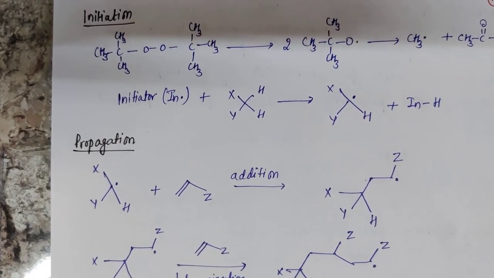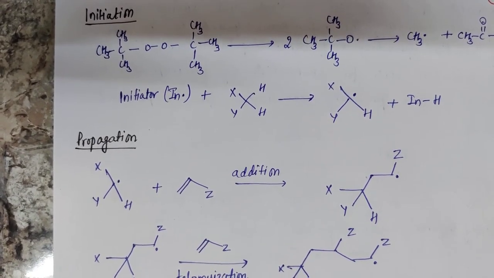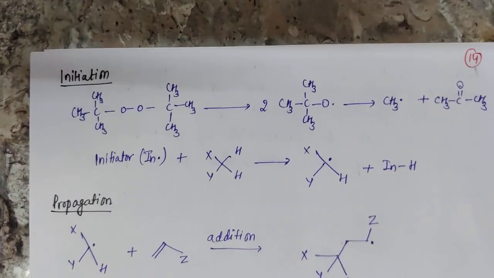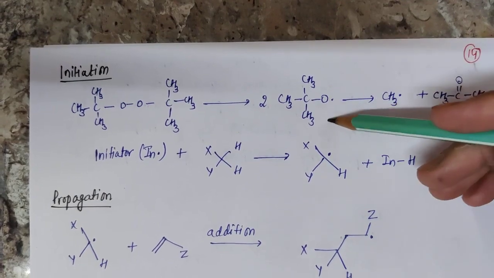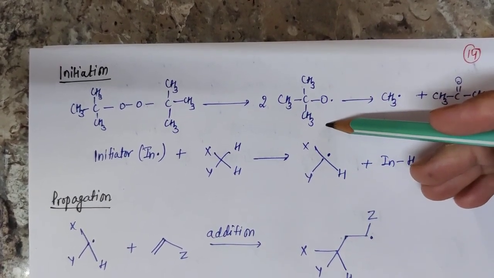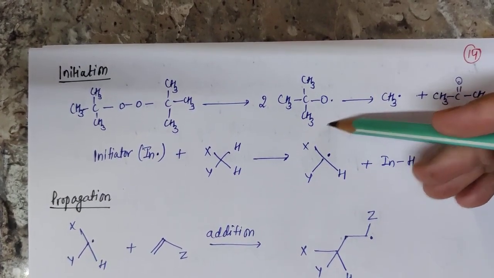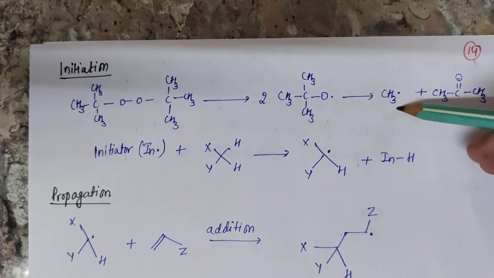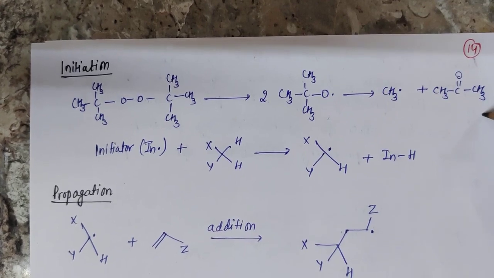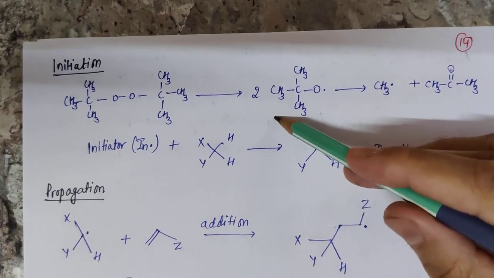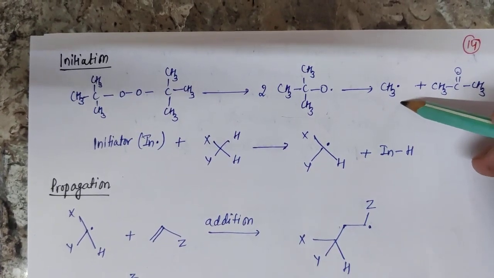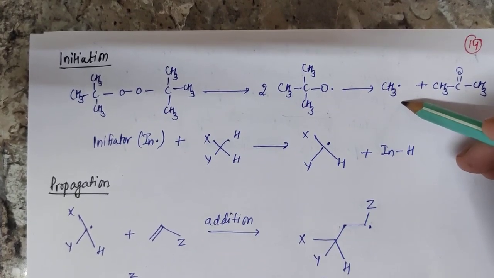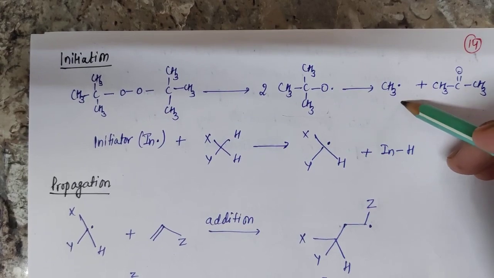So our DTBP, that is 1,1-di-tertiary-butyl peroxide, will undergo homolytic cleavage and 2 tertiary butoxy radicals are formed. These could undergo further cleavage to form methyl radical and acetone. So this as well as this, any of these two could act as an initiator for our free radical reaction.